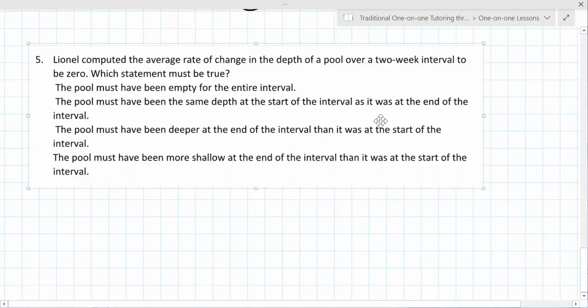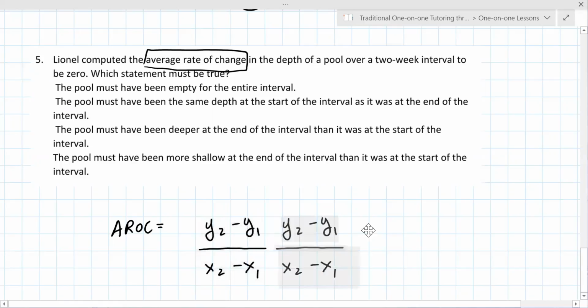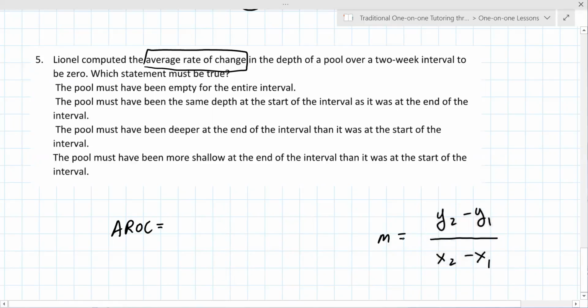All right. Lionel computed the average rate of change in the depth of a pool over a 2-week interval to be 0. Okay. So let's talk about what average rate of change means before we go any further. There is a formula. Average rate of change is y2 minus y1 over x2 minus x1. It's literally your slope formula. Now, it's not presented that way because that's slope, but I wrote it that way because I wanted you to see that it is exactly the same. f of b minus f of a over b minus a.